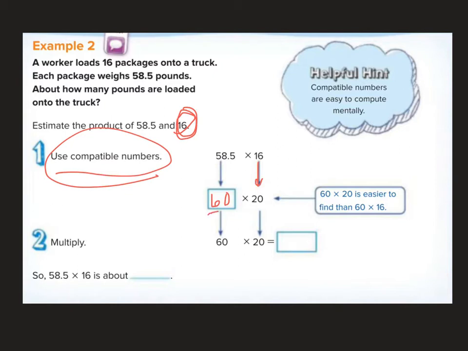Okay, so here I'm going to do 6 times 2 is 12. I'm going to see how many zeros I have. 1, 2 zeros, 1,200. Now, that's a nice little trick to use, because let's see what it looks like if I multiply it out.